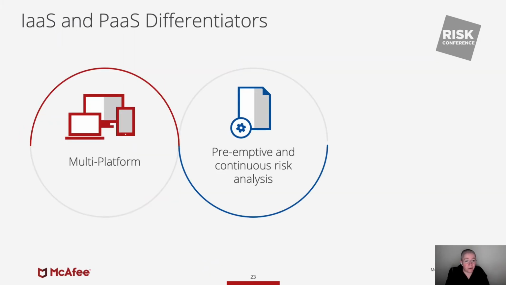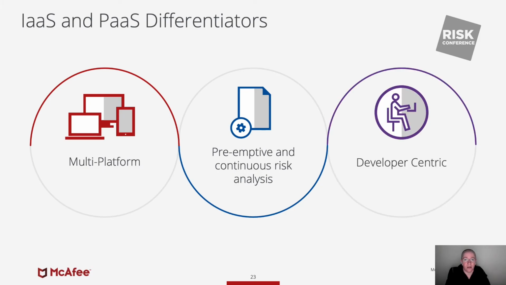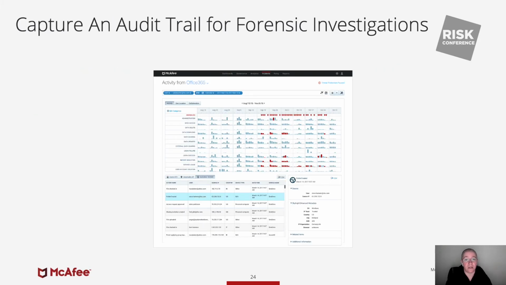So we're multi-platform, we're preemptive because we are seeing the issues before the full cycle is finished, and we're continuously doing that risk analysis. We are working with the developer side by side, and we're letting the developer know when there's issues with the code. Earlier, not at the end when all the work has been done. So this is really important.